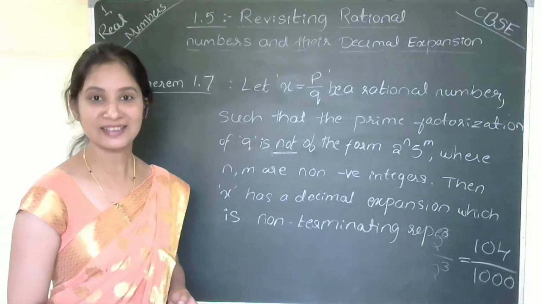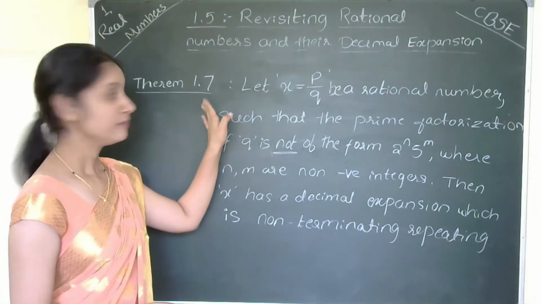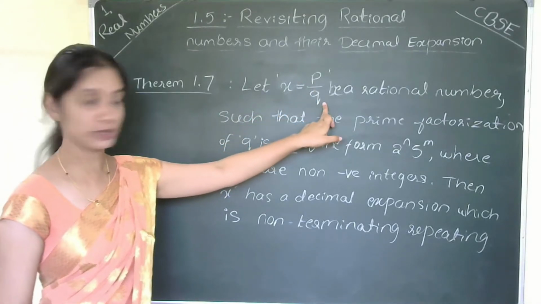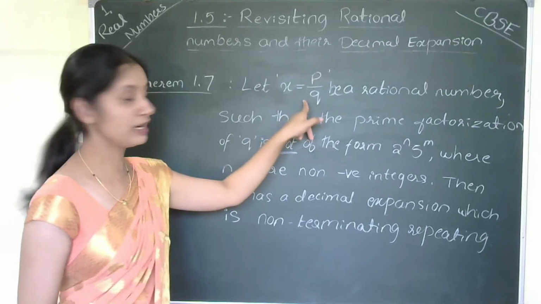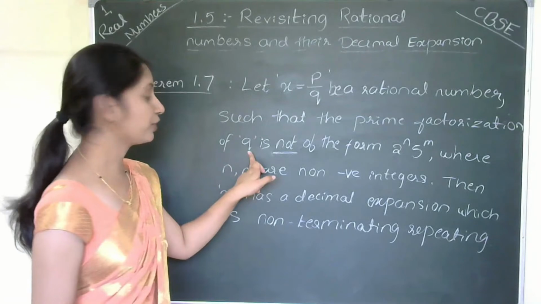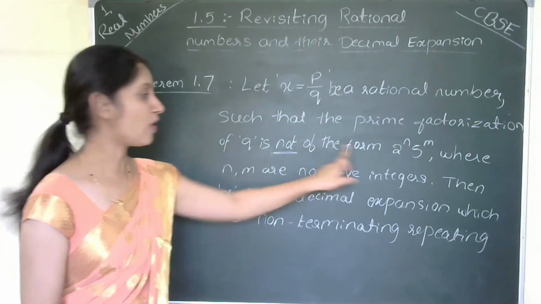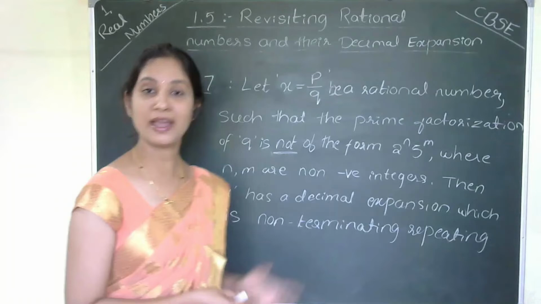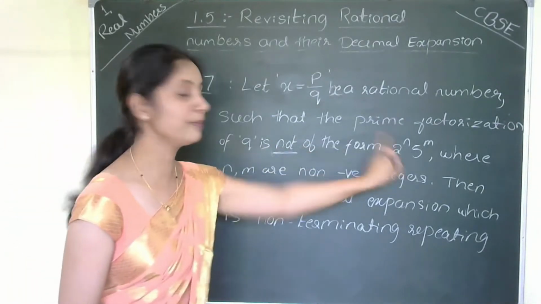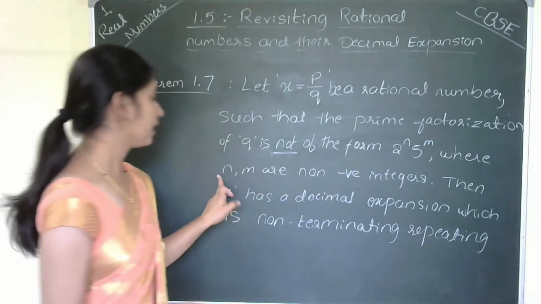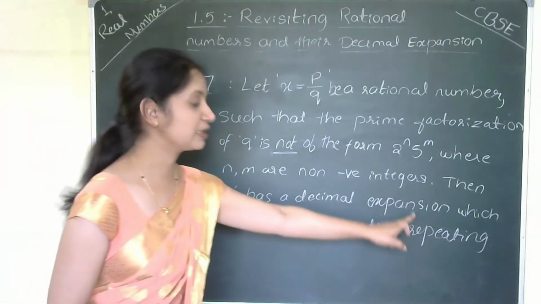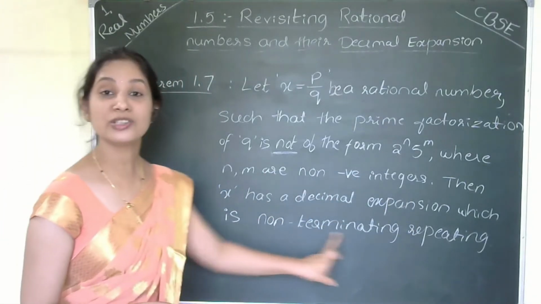So our next and last theorem is 1.7, which they have given in your textbook. Let x equal p by q be a rational number where p and q are co-prime, such that the prime factorization of q is not of the form 2 raised to n, 5 raised to m, where n and m are non-negative integers. Then x has a decimal expansion which is non-terminating.